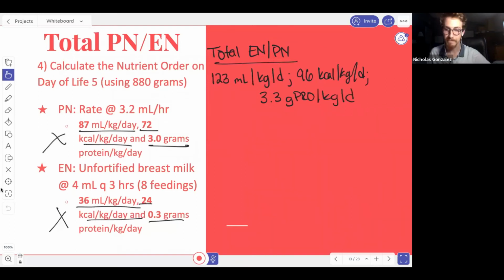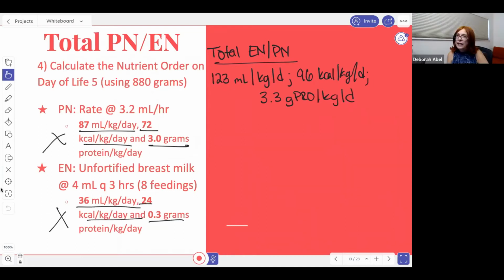Okay. Great. And on the ADIME note, you'll actually list out what you're giving with the parenteral nutrition, and you'll list out the enteral, and then you'll have a line with the totals. So as we move forward, we'll see that.